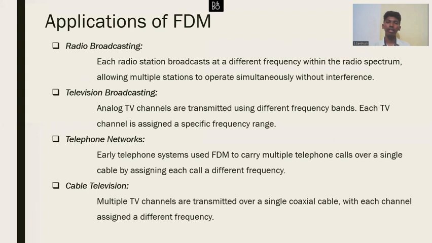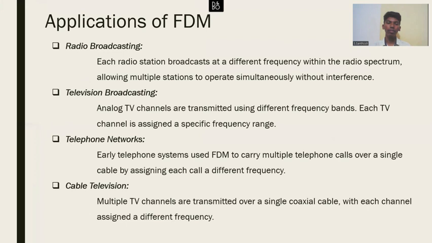So radio broadcasting: each radio station broadcasts at a different frequency within the radio spectrum, allowing multiple stations to operate simultaneously without any interference. So you can have different stations operating at their own frequency and they won't be interfered with by any other signal or any other noise coming from the outside. So that's why we use this frequency division multiplexing.